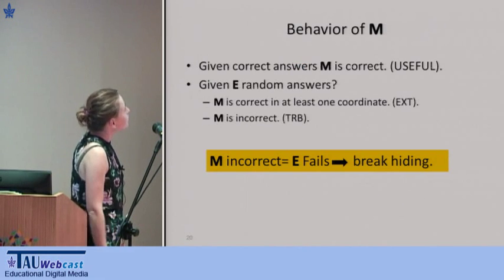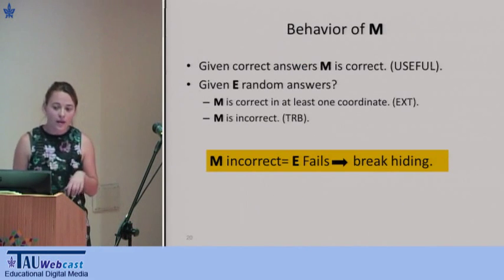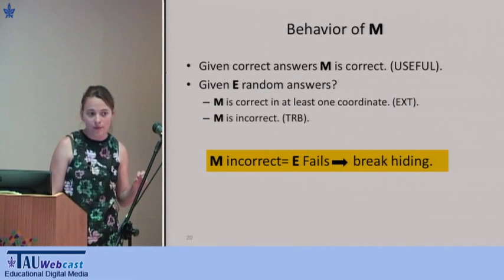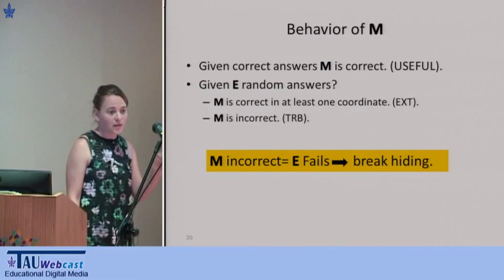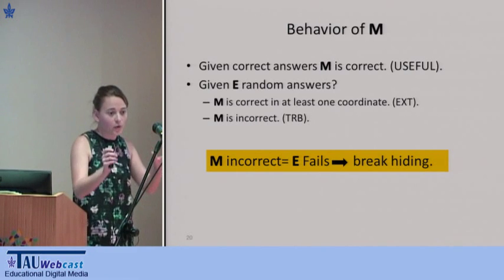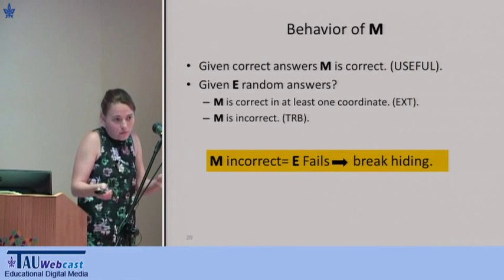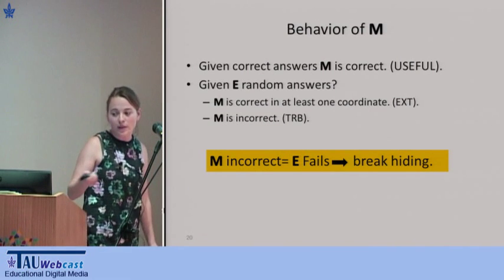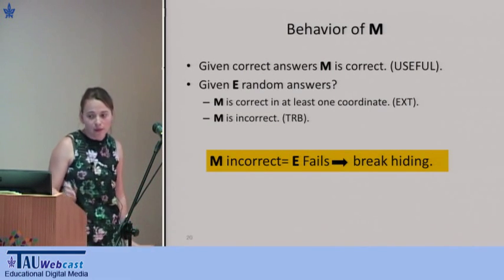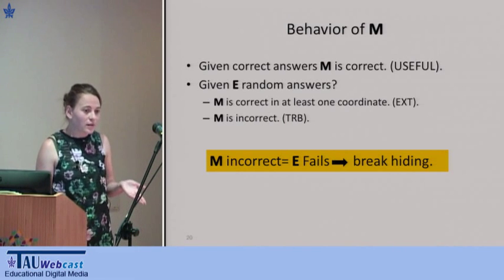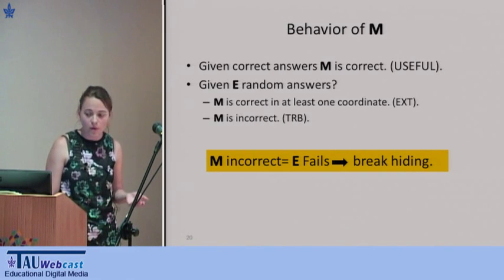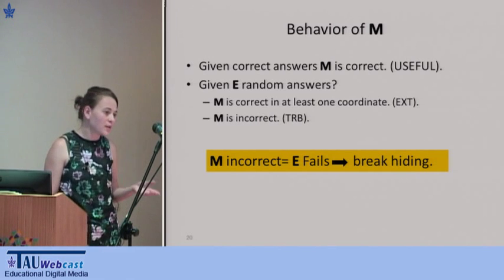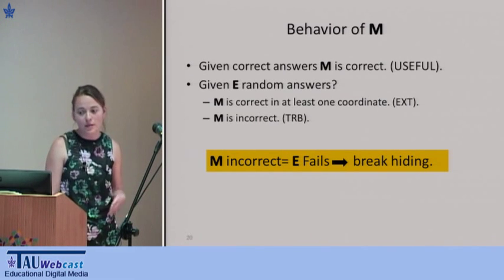So what we have right now is that if we give correct answers to the man in the middle, he will be correct. And the reason for that is, if he's incorrect on correct answers, the dummy simulator that just aborts will be a good simulator, okay? So it must be the case that given correct answers, m is correct. Fine? Okay. But the extractor gives random answers. So there might be 2 cases. M might be correct in at least 1 coordinate. In this case, we can easily extract.